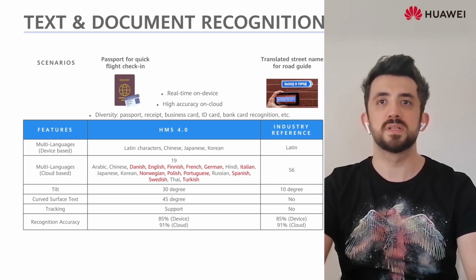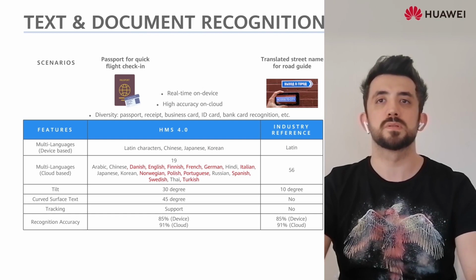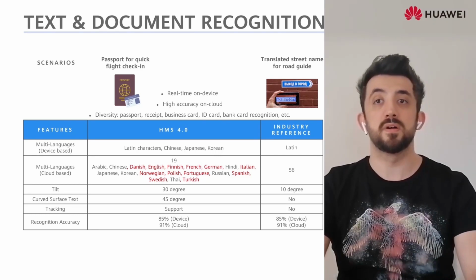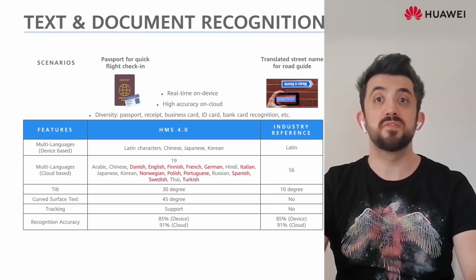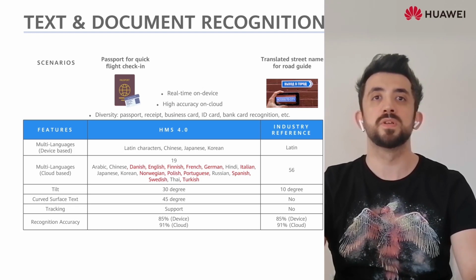The on-device service can recognize text in simplified Chinese, Japanese, Korean, and Latin-based languages. When running on cloud, the service can recognize text in Arabic, Chinese, Danish, and 15 other languages including English. Let's have a look at our demo video.